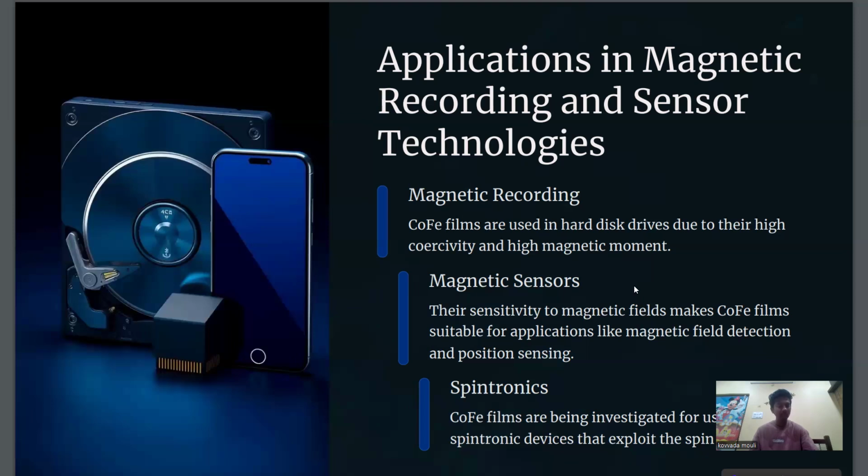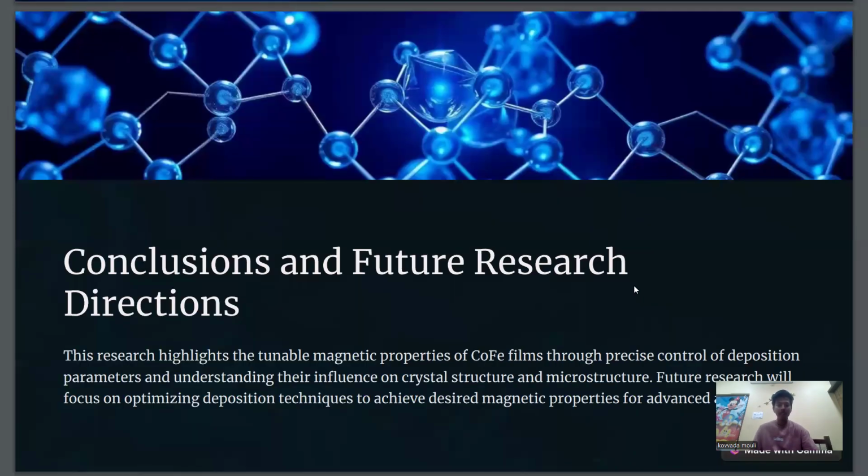And finally, the conclusion and future research directions. Sputtered CoFe films exhibit tunable magnetic and structural properties, making them invaluable in magnetic storage and soft magnetic applications. By optimizing deposition parameters, composition, and post-processing techniques, their performance can be further enhanced.